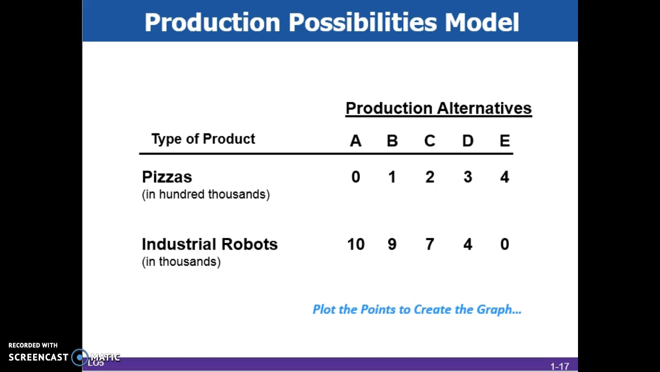We are able to interpret from the table that at point A, the economy can produce 10,000 robots by using all of the resources to produce those robots, but they will not be able to make any pizza. At point B, the economy is able to produce 100,000 pizzas, but they have to give up some robots to get those pizzas and therefore can only make 9,000 robots. This is because some resources are reallocated to producing pizzas instead of robots. As the economy continues to move towards point E, the number of pizzas increases while the number of robots decreases, illustrating that the opportunity cost of more pizzas is lost robots.